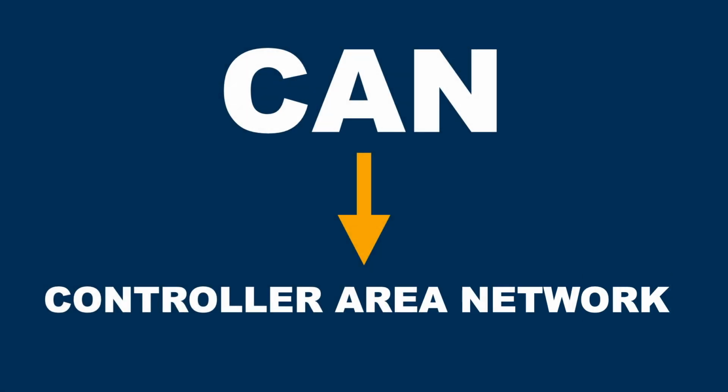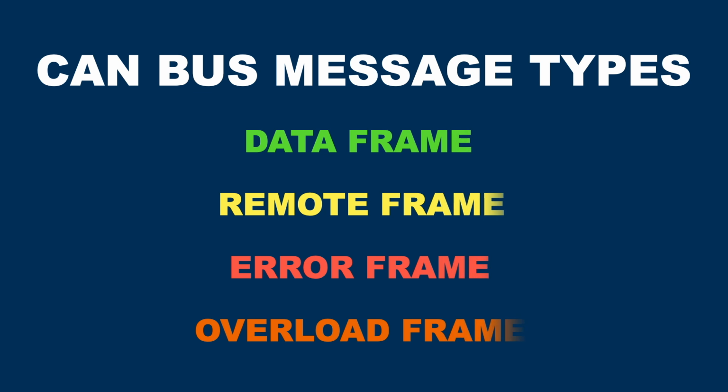In the controller area network, there are four different types of message frames, each serving a distinct function in the CAN network: the data frame, remote frame, error frame, and the overload frame. Let's begin with the data frame.